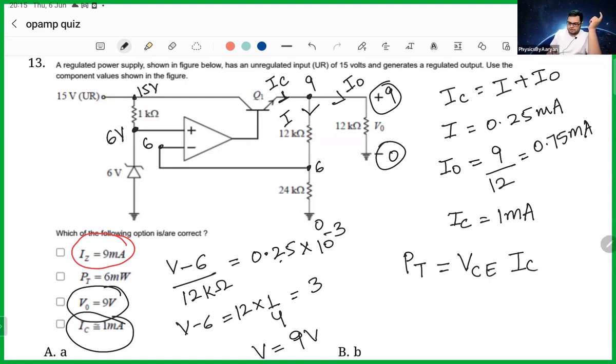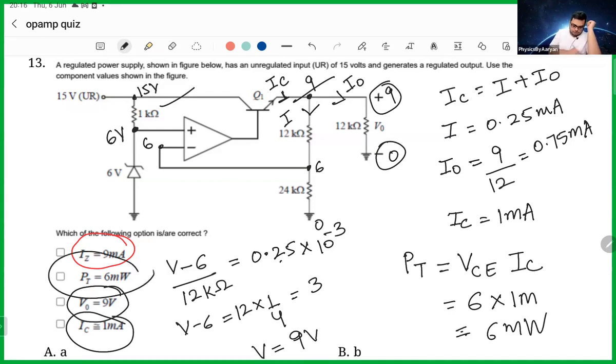So VCE, and what is the current? IC. What is the voltage difference? 15 minus 9. So voltage difference is 6. And how much is the current? Current is 1 milliampere. So 6 milliwatt is your answer. So this option is also correct.